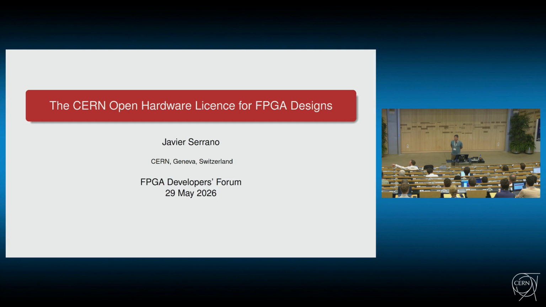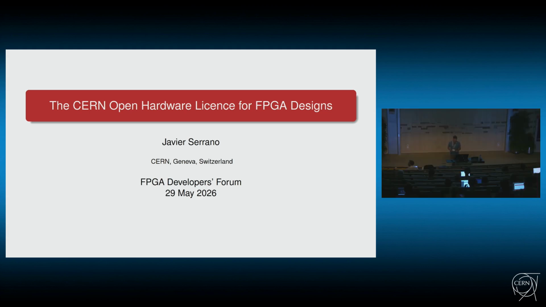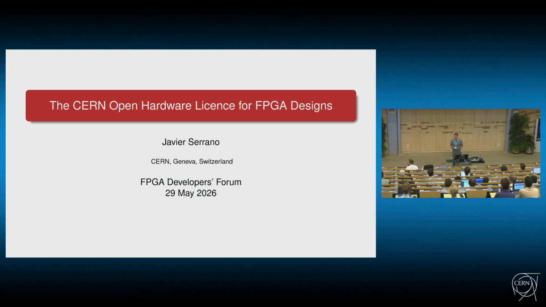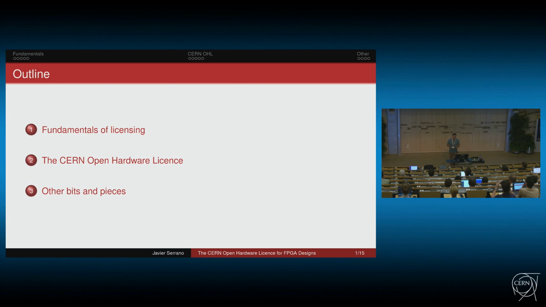I was here a couple of years ago to present best practices for sharing, and this year the organizers gave me the opportunity to go into more detail regarding the licensing part of things. So I'm going to talk about the CERN Open Hardware License, which is a license we drafted with the aim of providing good licensing options for people who wanted to share hardware, and in particular, it applies very well to HDL designs. So that you can make more sense of the details of the Open Hardware License, I will speak about some fundamentals.